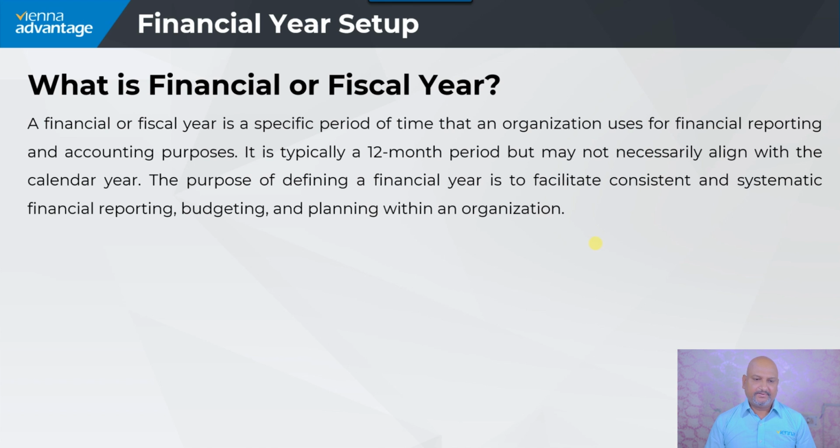A financial year or a fiscal year is a specific period of time that an organization uses for financial reporting and accounting purposes. It is typically a 12-month period, but may not necessarily align with the calendar year. The purpose of defining a financial year is to facilitate consistent and systematic financial reporting, budgeting, and planning within an organization. So this is basically the financial year. Now, let's see how we can create a financial year in the VA system.